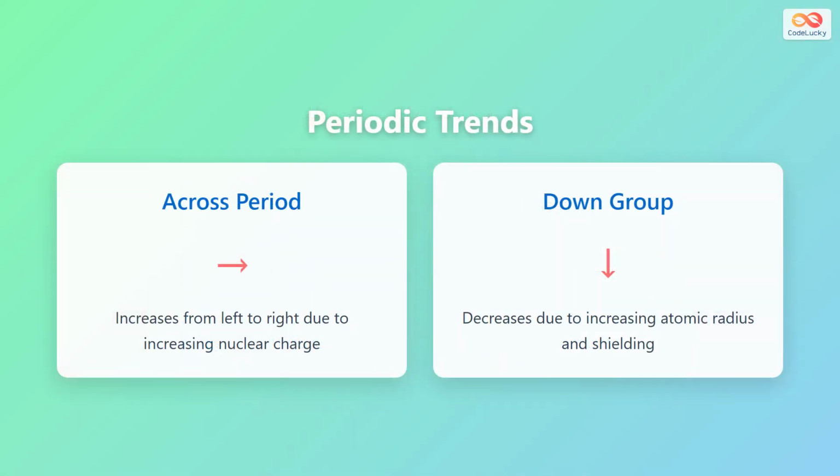Ionization energy follows predictable trends across the periodic table. As we move from left to right across a period, ionization energy increases. This happens because the nuclear charge increases, pulling electrons more tightly. As we move down a group, ionization energy decreases. This occurs because the atomic radius increases and there is more shielding from inner electrons, making it easier to remove the outermost electron.